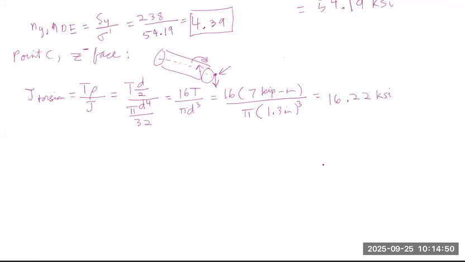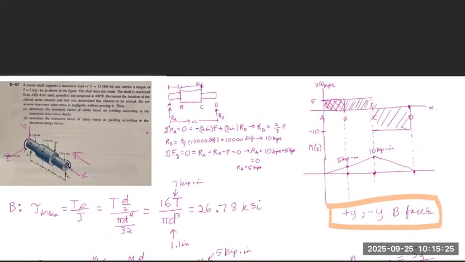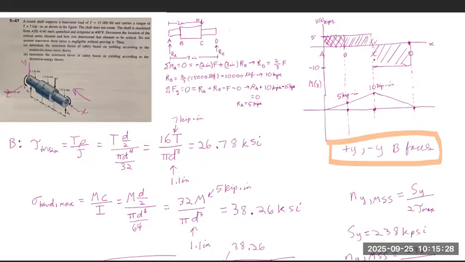Okay. And now we have another transverse shear, though. And it's the maximum transverse shear that we're concerned with for a circular cross-section. And the formula is given by 4V over 3A, where A here is the area of the face of C. And it's equal to 4 times the shear stress at C, which we calculated from the bending moment diagram to be negative 10 kips.